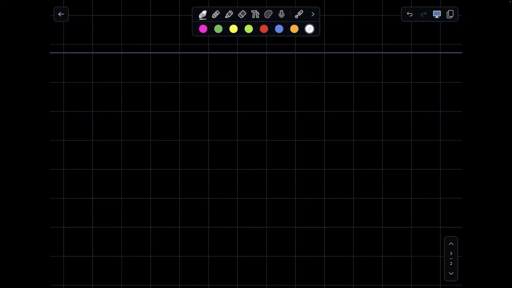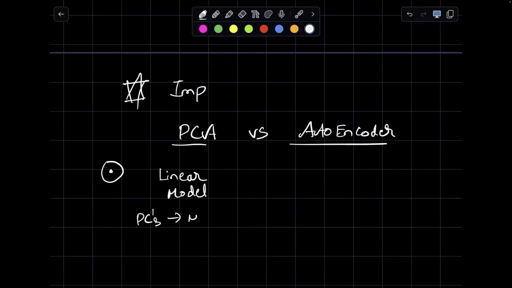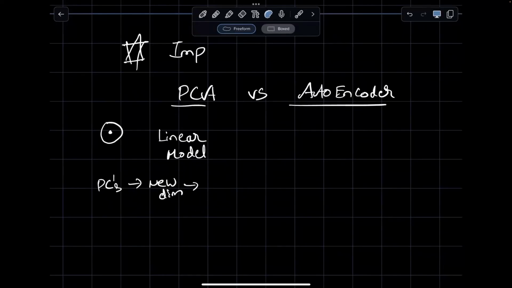Now, just a very, extremely important point to compare: PCA versus autoencoder. On a very basic level, this is the first distinction, the nature or intuition or approach of the model we need to understand. Is PCA a linear model or a non-linear model? Linear. It is a linear model because the principal components that we are finding are nothing but new dimensions, which are linear combinations of the original features.